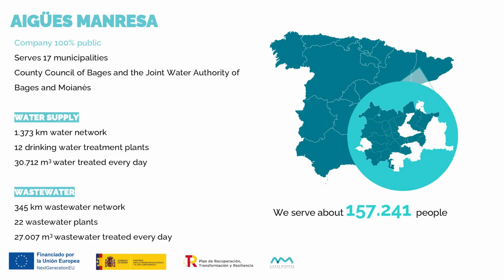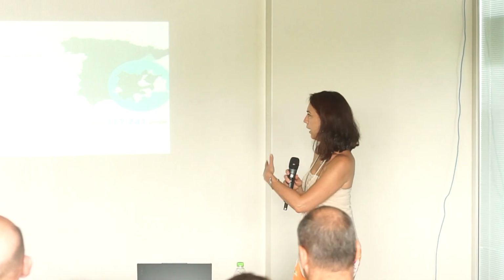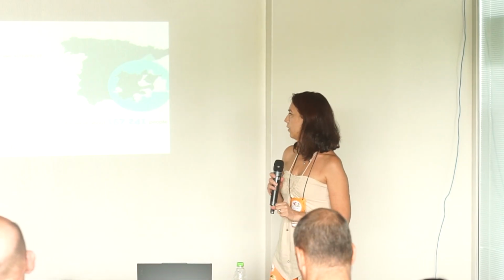So the water company from Manresa, which is the name of the city, serves water to 17 municipalities. As you see here, it's like 17 municipalities, but finally we give water to 150,000 people, more or less. So the size is not so big, but we have a quite complex network, so it's very beautiful to work with it.